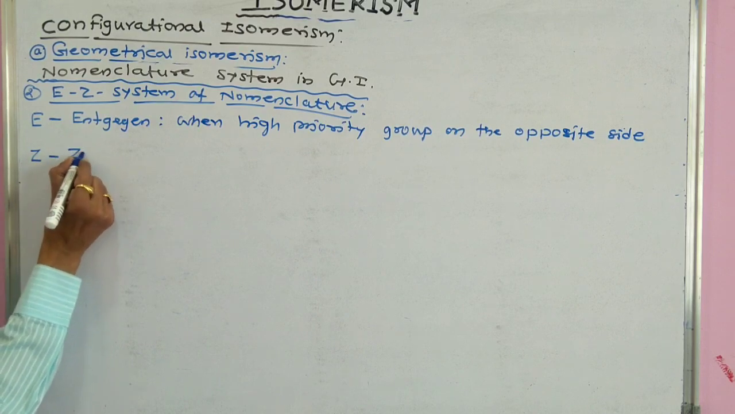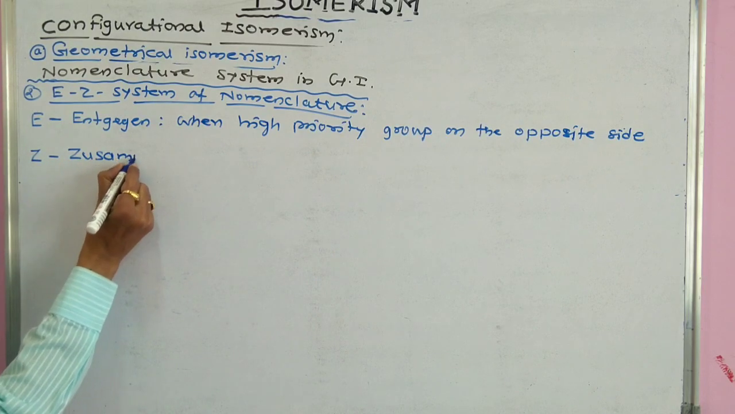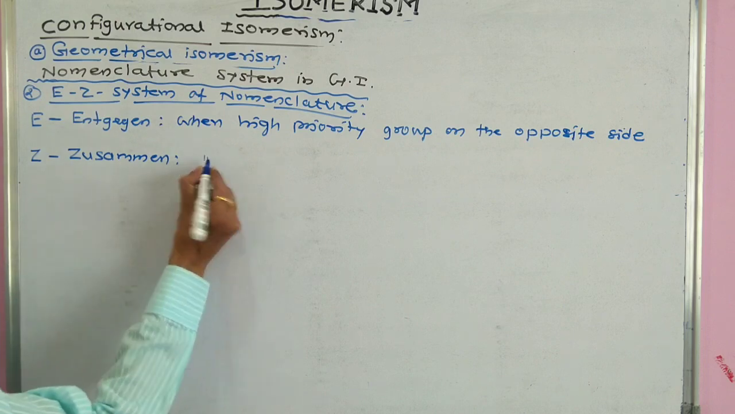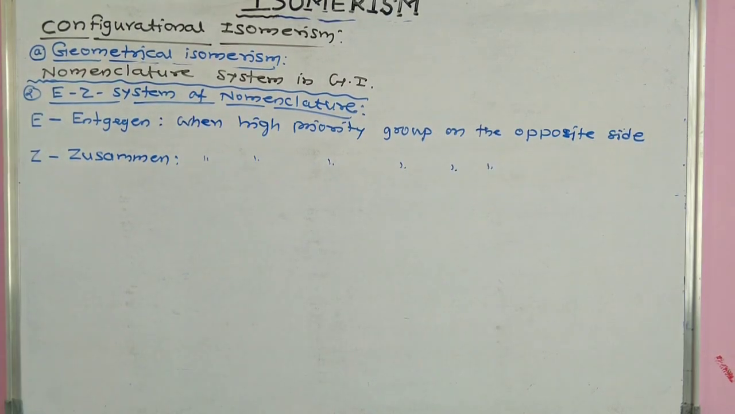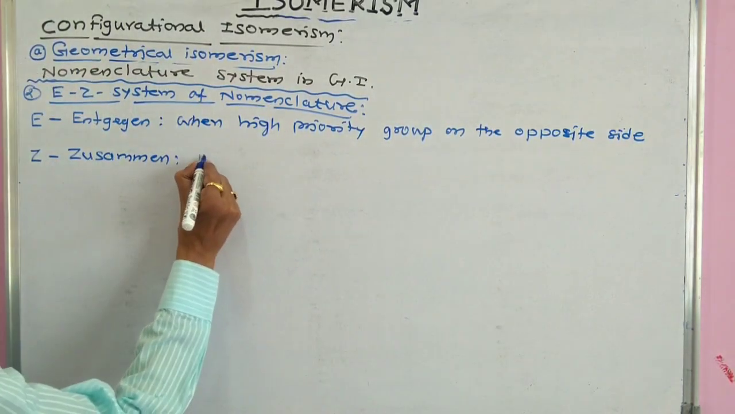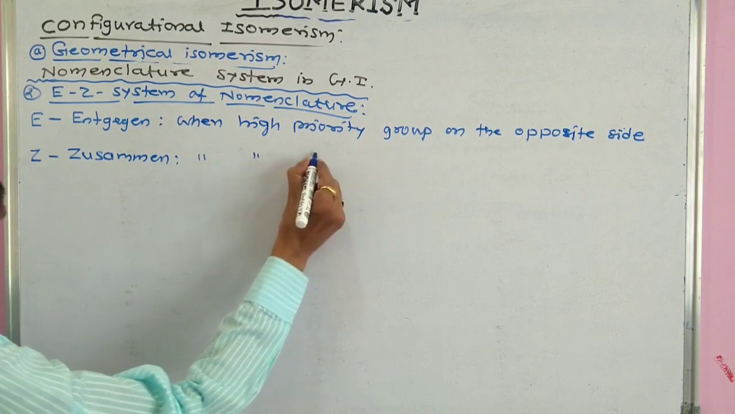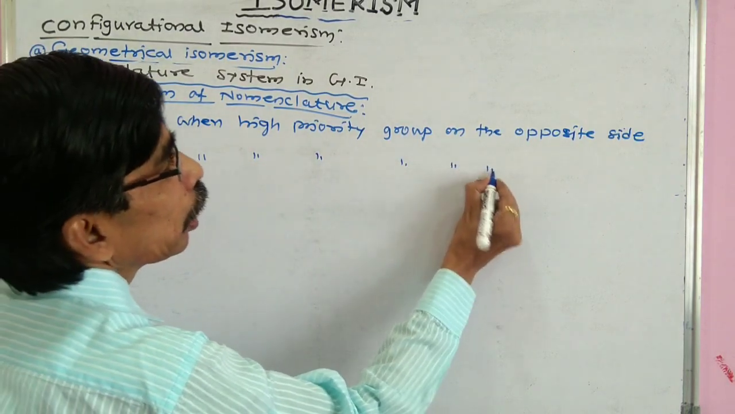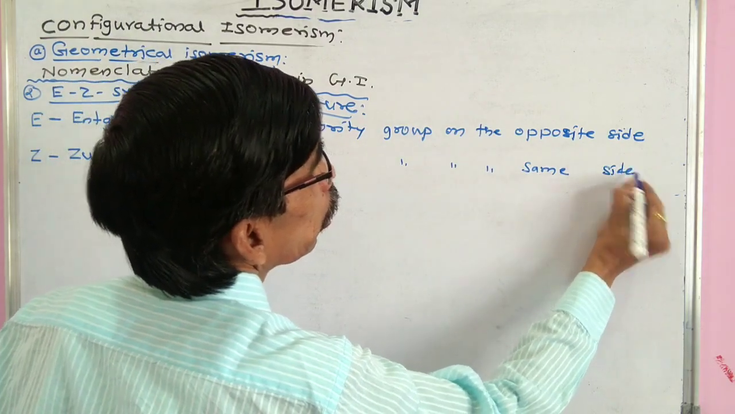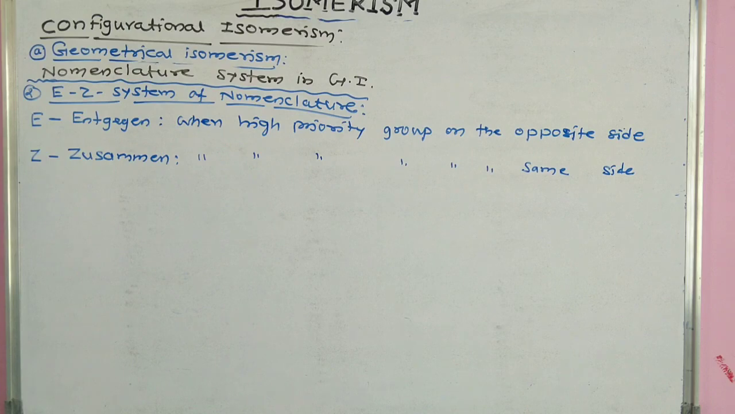And Z means Zusammen. When the high priority group, that means the Zusammen, when the high priority groups are on the same side of the double bond, then it is denoted by Z. So this is the EZ system of nomenclature.